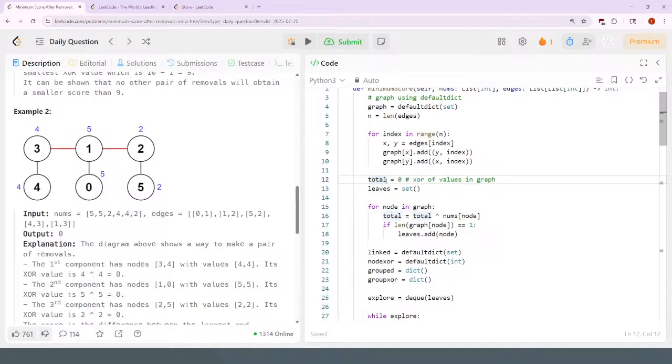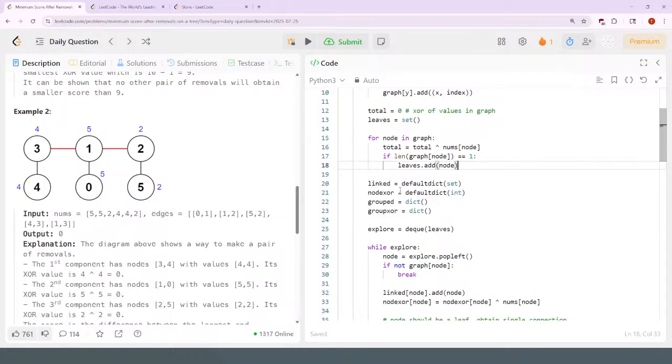I create a total variable for calculating the total XOR values of all the nodes in the graph. And then I create a set to store the leaves, and then iterate through all the nodes in the graph. You calculate total by taking the XOR of that node and the current total value. And then you can add to the set of leaves if the current node has no or exactly one neighboring connection.